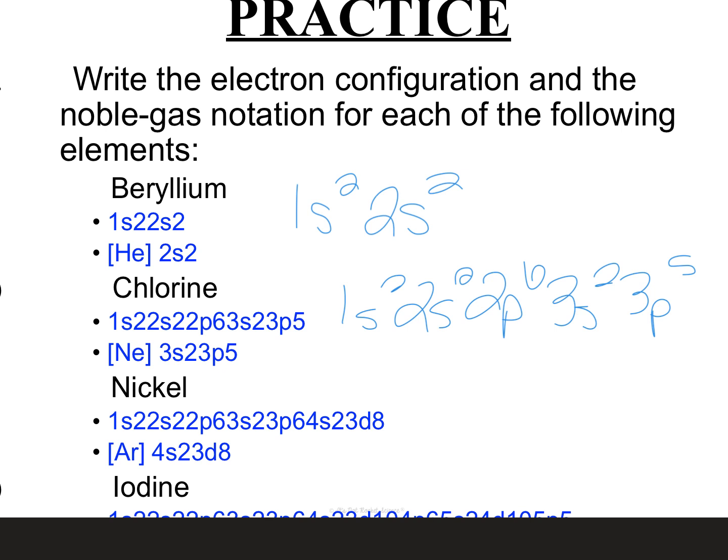Right, so right before nickel is argon. Right, and argon ends at 3p6. Right, and you can find that on the periodic table because argon's in the p block and it's in the third period.